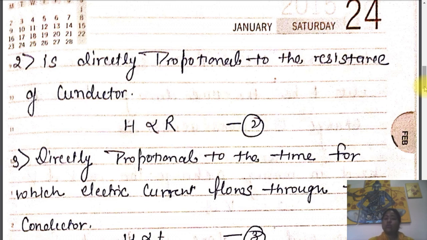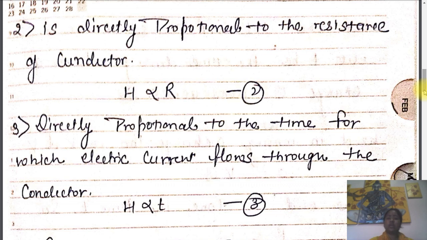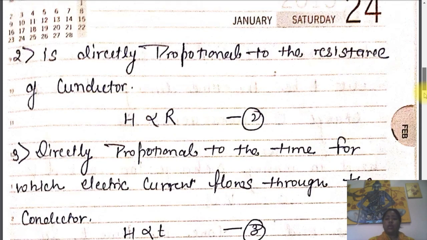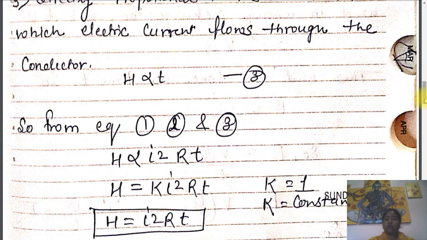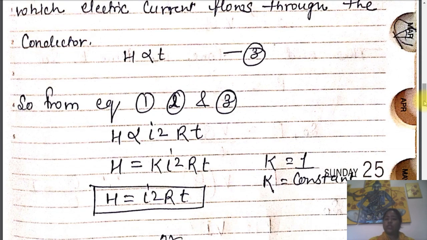Now, if we want to calculate the amount of heat energy produced in any conductor, how will we calculate mathematically the value of heat produced in any conductor or electrical circuit? What we do is combine equations 1, 2 and 3, because all three equations are directly proportional to H, that is, the heat produced.